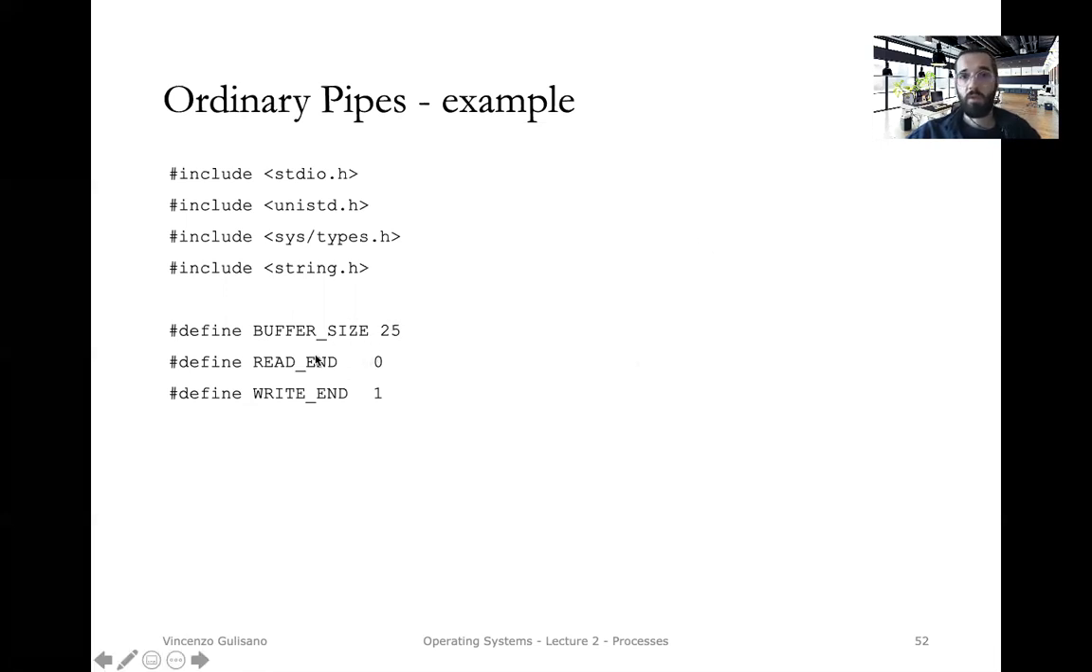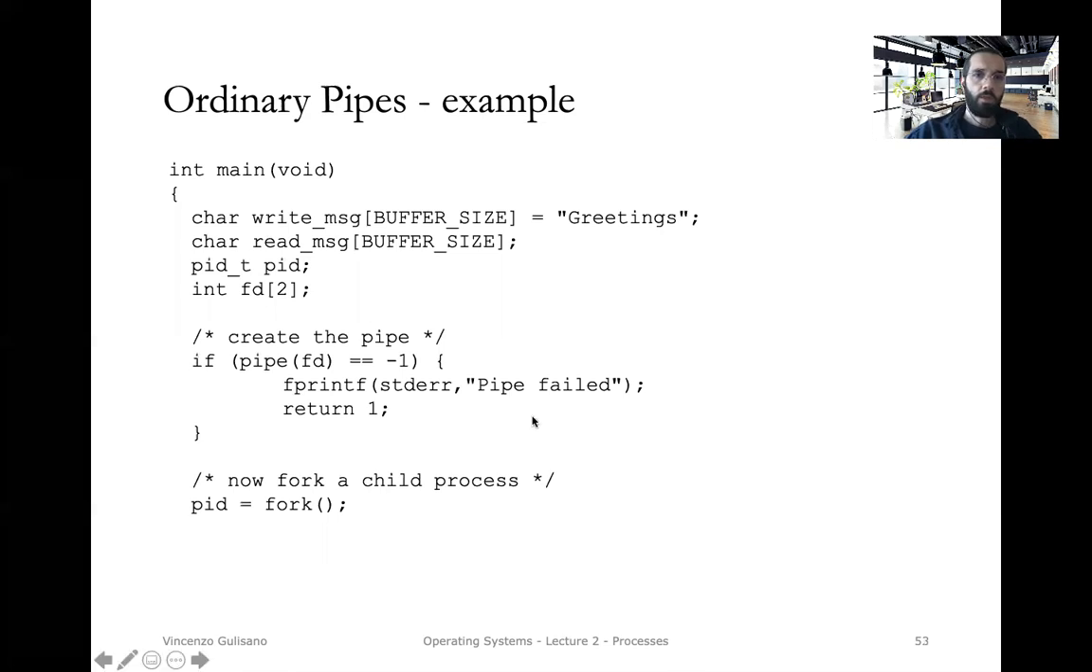We have three macros here. We create the buffer size 25, and we put two numbers, 0 and 1, for the read end and the write end. We are going to use this with the pipe. So we create two arrays of characters, write and read message, and in the write message we store greetings. We create a process ID, and we create an array with two integers. This is the file descriptor, it's the ID of the pipe. Now, we call pipe to say to the operating system that we want a communication channel that will be used between a parent and a child process.